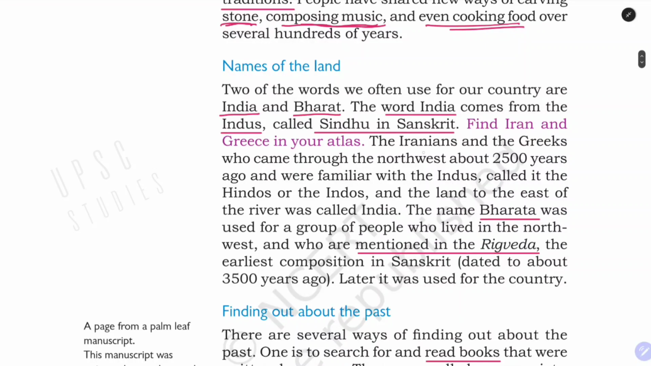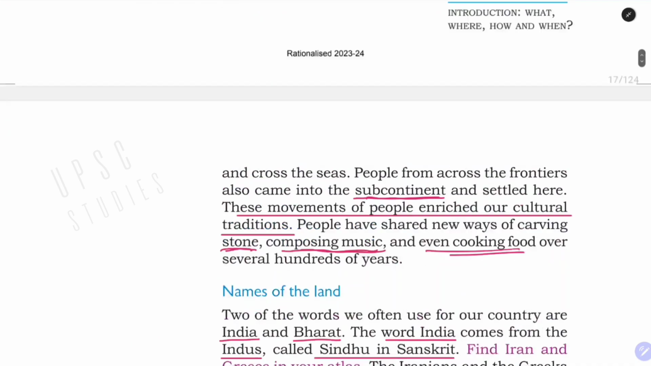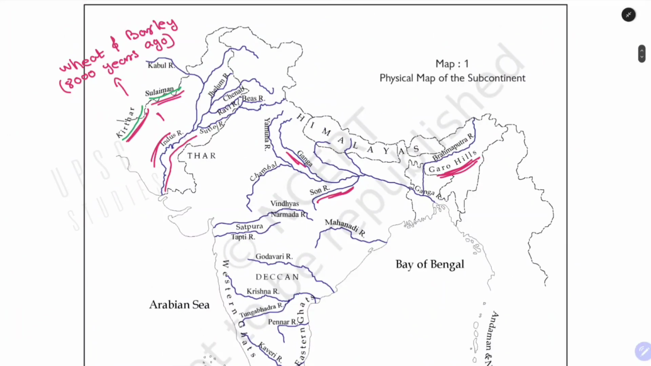The Iranians and Greeks, they came through the northwest. I told you there are several passes on the northwest frontier. So they came through that, the Iranians and Greeks about 2500 years ago. And they were familiar with the Indus River, because we know that this is the Indus River and this is the northwest frontier. So they knew about the Indus River.